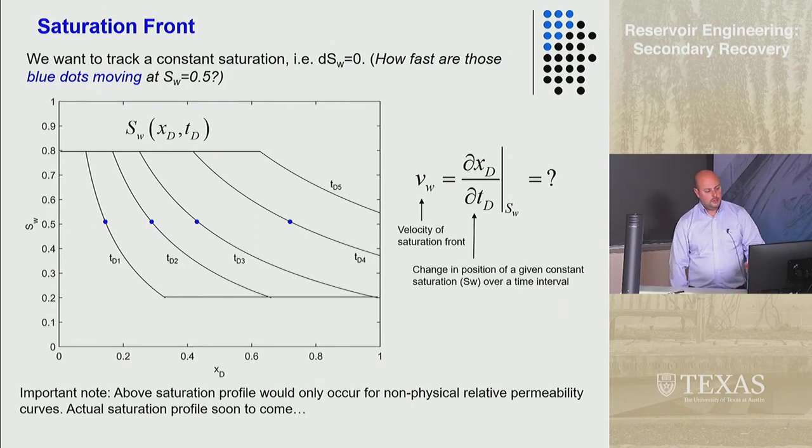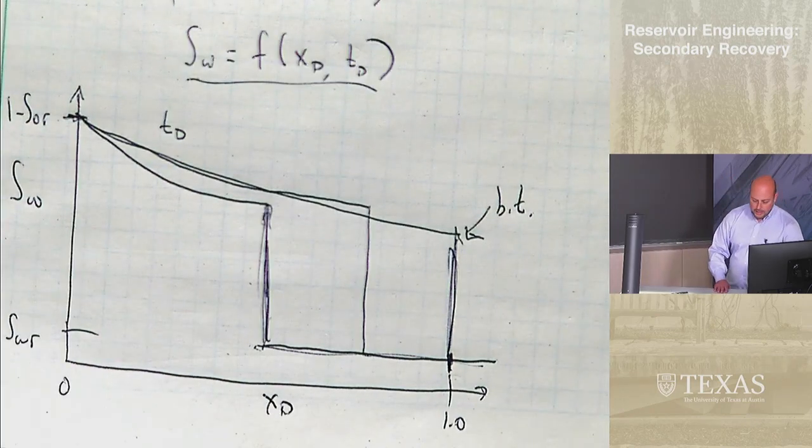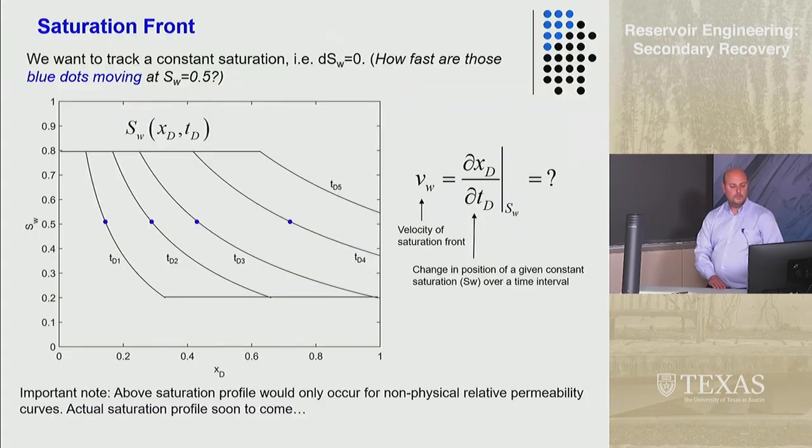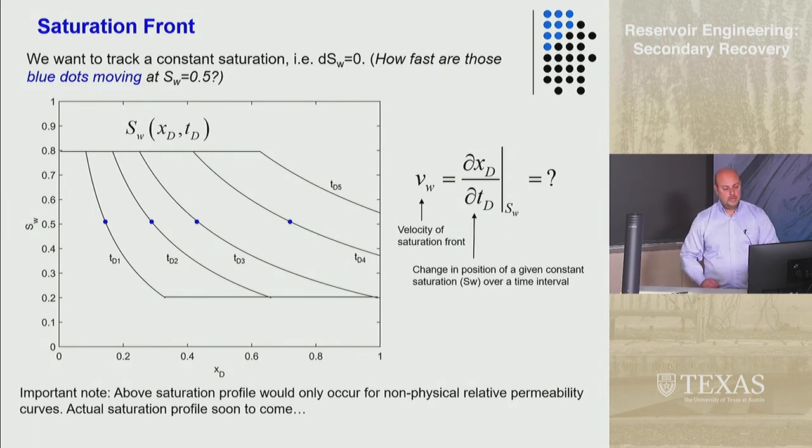And so what I have plotted here is water saturation versus dimensionless distance at different times. Kind of like I did right here. Saturation versus distance at different times. Now, first off, this plot looks a little bit different than the one I drew. There's no shock fronts. I did that intentionally because I'm going to introduce shock fronts sometime next week. But I'd like to make an important note, which is listed on there, that this saturation profile would only occur for non-physical relative permeability curves. Actual saturation profile to come soon, that's the shock front. So keep in mind that a real saturation profile is going to look more like what I drew on the piece of paper. But the key point here is that saturation of the water with distance varies with time.